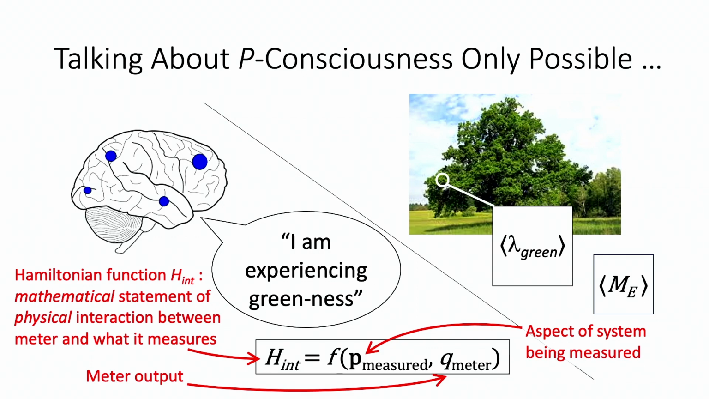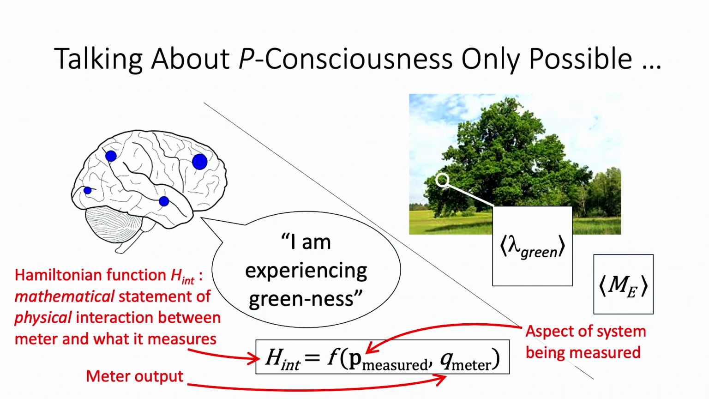Replace the tree by a fire, the brain by a sort of speaking thermometer, and those words there by something like "the temperature is 150 degrees Fahrenheit." So construing the brain in this way, we then use the standard technology of mathematical physics to analyze such a meter-measured system setup, which is the Hamiltonian formalism.